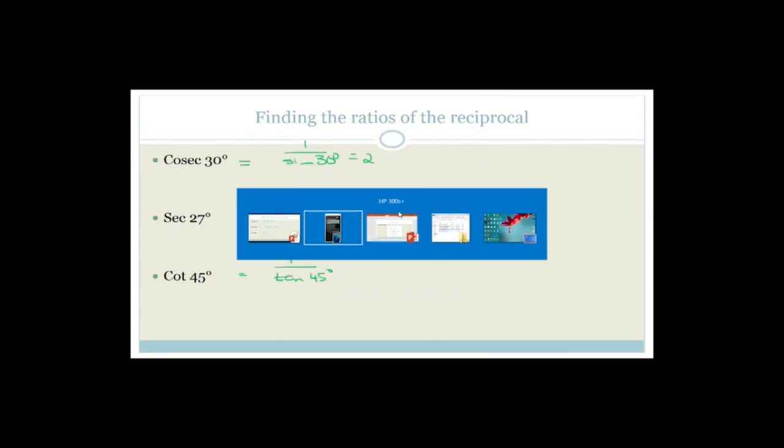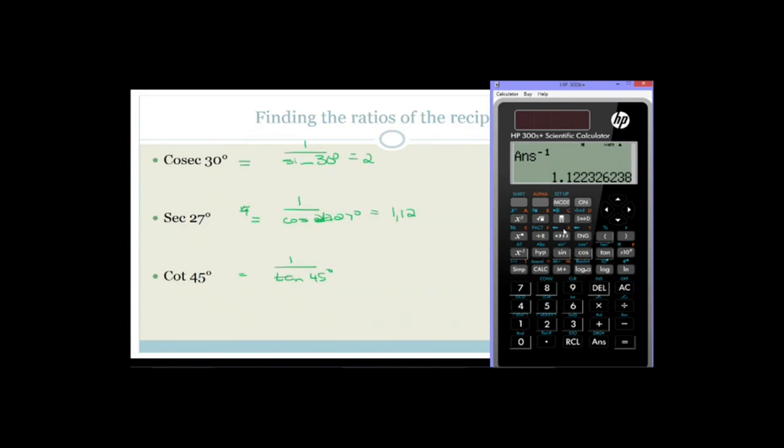The other way of doing it, of course, is doing it the way you get exactly as it comes, where it's 1 divided by cos of 27 close bracket equals, and there you go, 1.122. Okay, so there you go, it's 1.122.